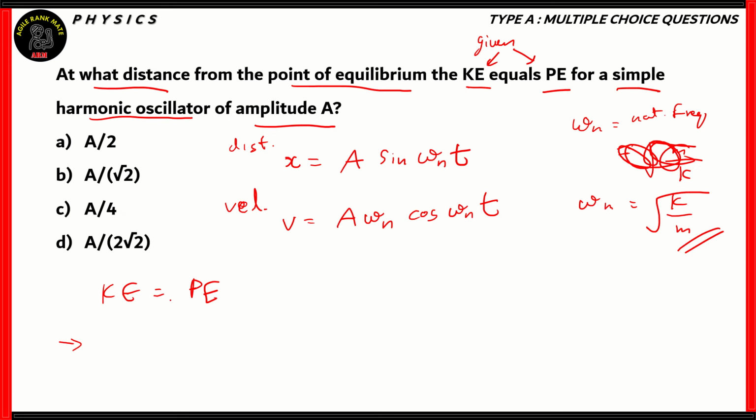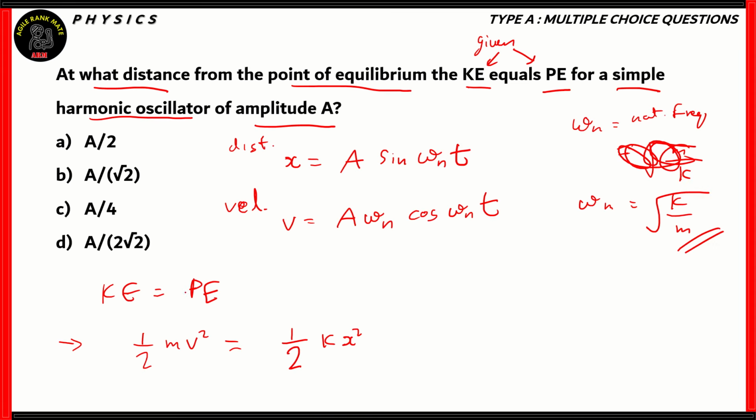Now kinetic energy in a harmonic oscillator is represented as half m v squared, where m is the mass and v stands for the velocity. However, for potential energy, since this is a harmonic oscillator, we have half times k times x squared. k is the constant of the oscillator, and x here stands for the distance or displacement. Now over here we are given that the kinetic energy is equal to the potential energy, so we will now substitute the values of v and x.